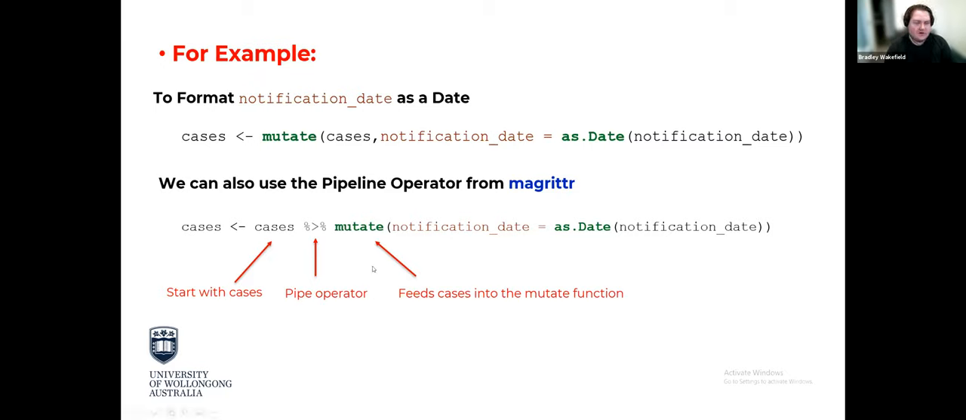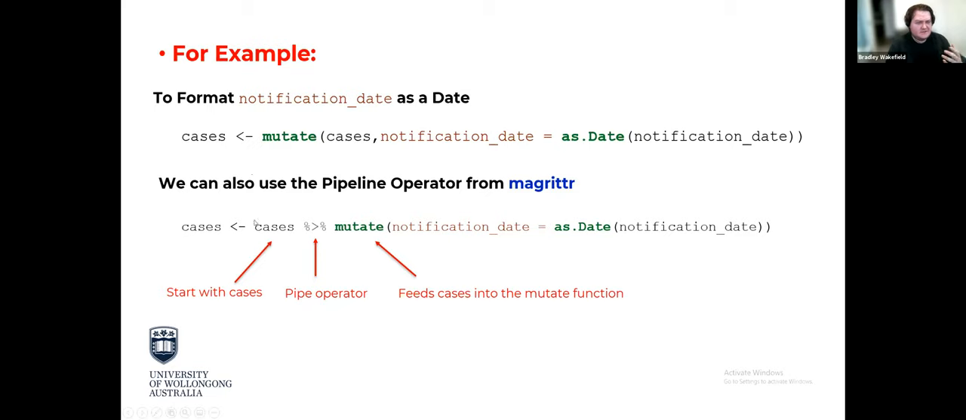This has what's called a pipeline operator within it. And this can be very good to use when we're doing transformations of data sets, because it lets us track from left to right in a very ordered and intuitive way exactly what we're doing to our data set. All we read is we start with our original data set, cases, and I put this pipe operator, and what that's telling me is that I start with cases and then I sub this into mutate and I perform this mutate operation on it.